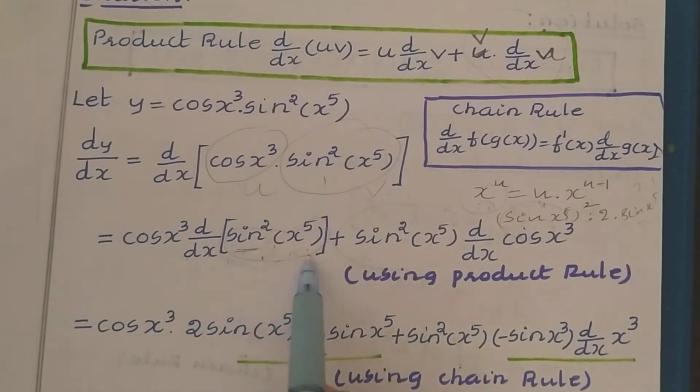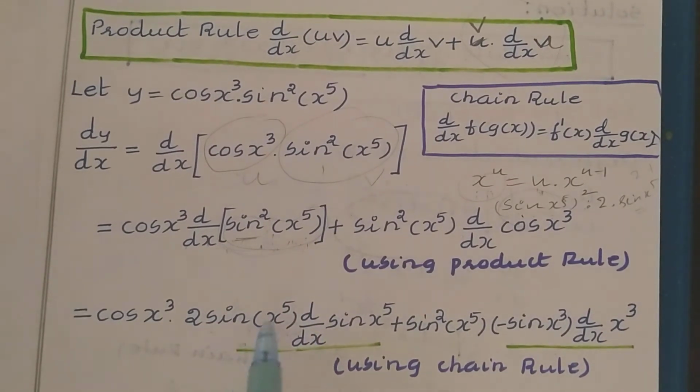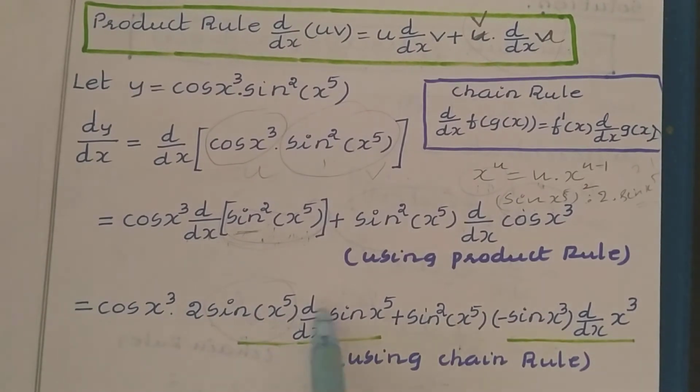This is a composite function. Further here we have one more function, that is nothing but sin x to the power 5. So this derivative we need to find. So d by dx of sin x to the power 5. Let us find the derivative of this. Here I have applied the chain rule.